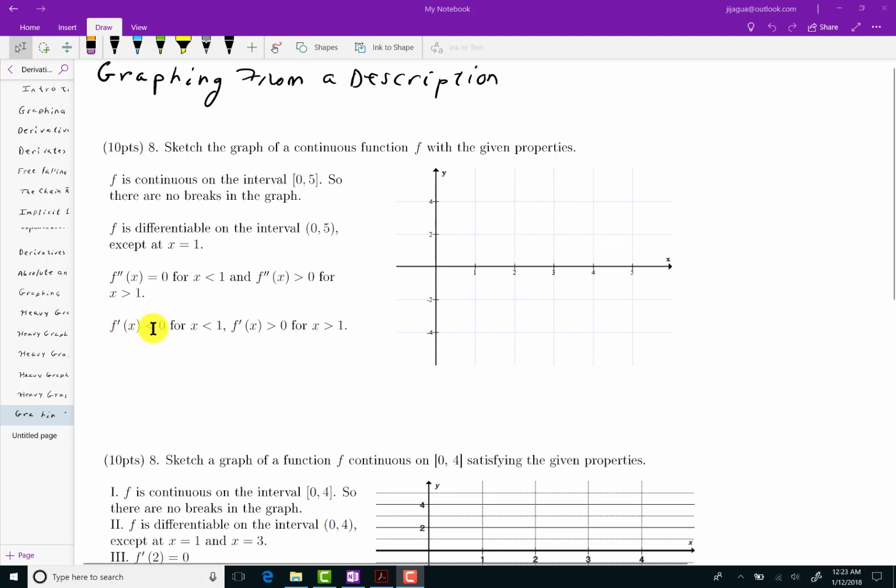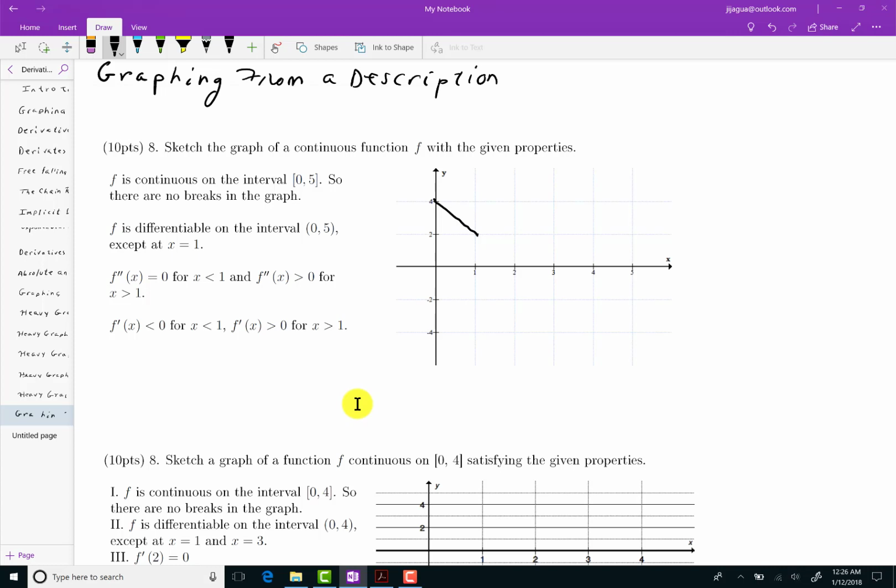F prime of x is less than 0 for x less than 1. So that means that we're decreasing for x less than 1. We are no curve for x less than 1, and we're decreasing for x less than 1. So there's nothing here that tells you what y values to use or anything like that. What I'll do then is I've got to start at 0 and go to 5, so I really don't care. The numbers don't matter. I'll put a dot here, and I will do the best I can to draw a straight line. That is, believe me, the best I can do on this screen.